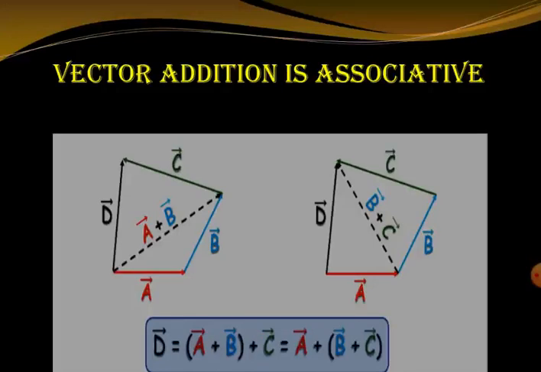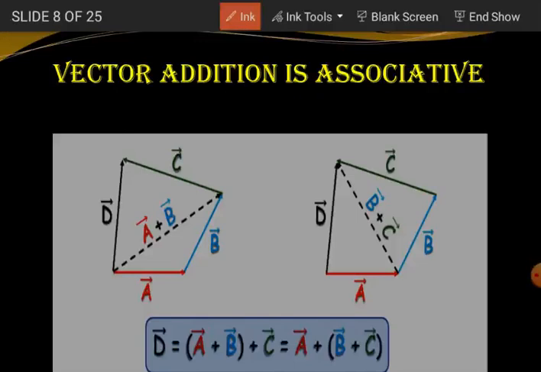Now let's see that vector addition is associative. Associative means whichever you associate first. Let's take it here: a plus b means the addition of the first two vectors, and then you add the third one. Instead of that, you can add the last two and then add the first. The result will be the same.